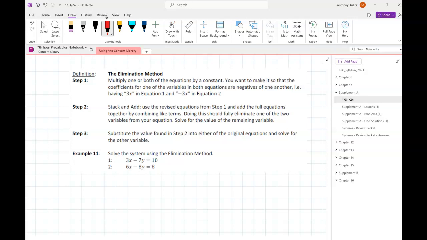I'm not going to do substitution. We're trying to do elimination here. You could still do substitution here, but let's do this one by elimination. Which variable is Mr. Kulik going to choose to eliminate, x or y?